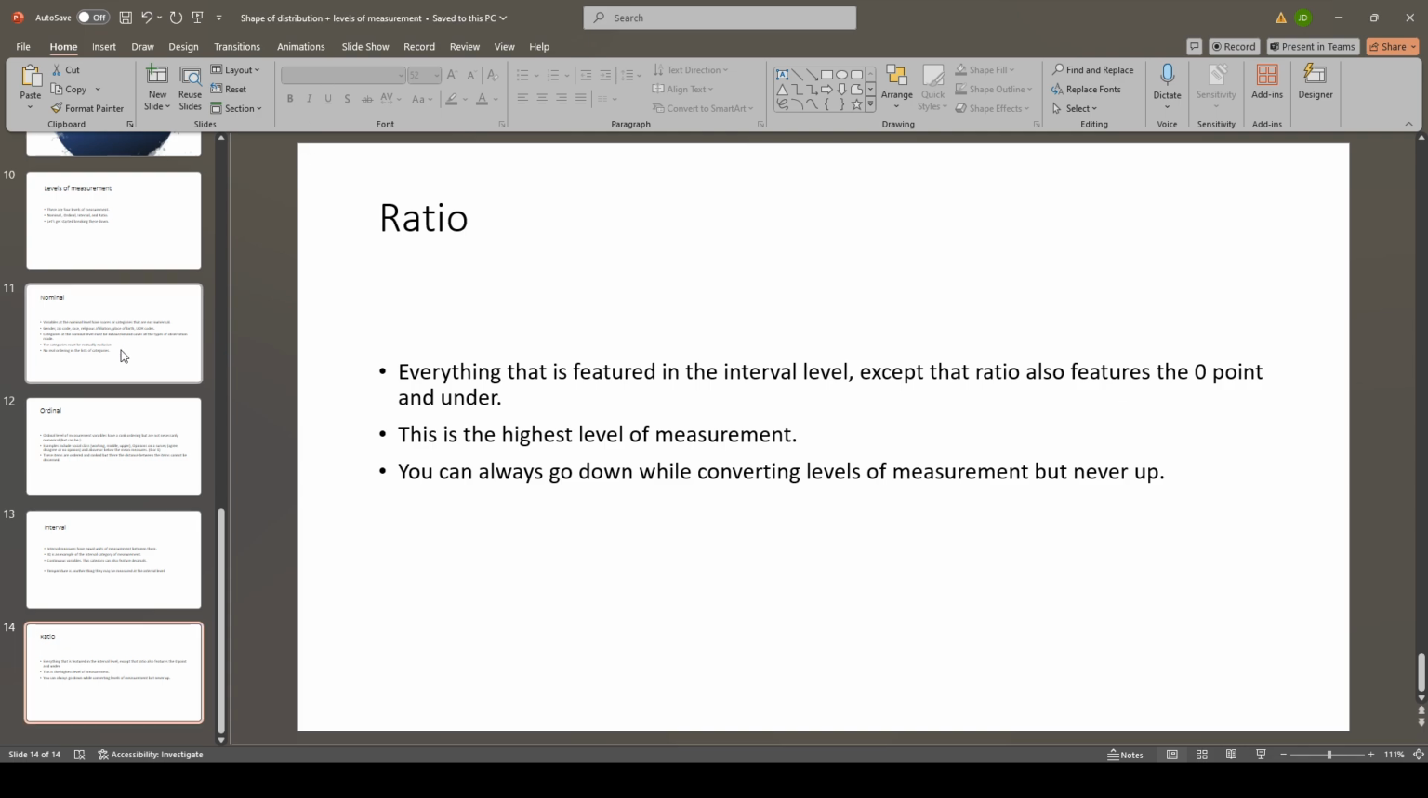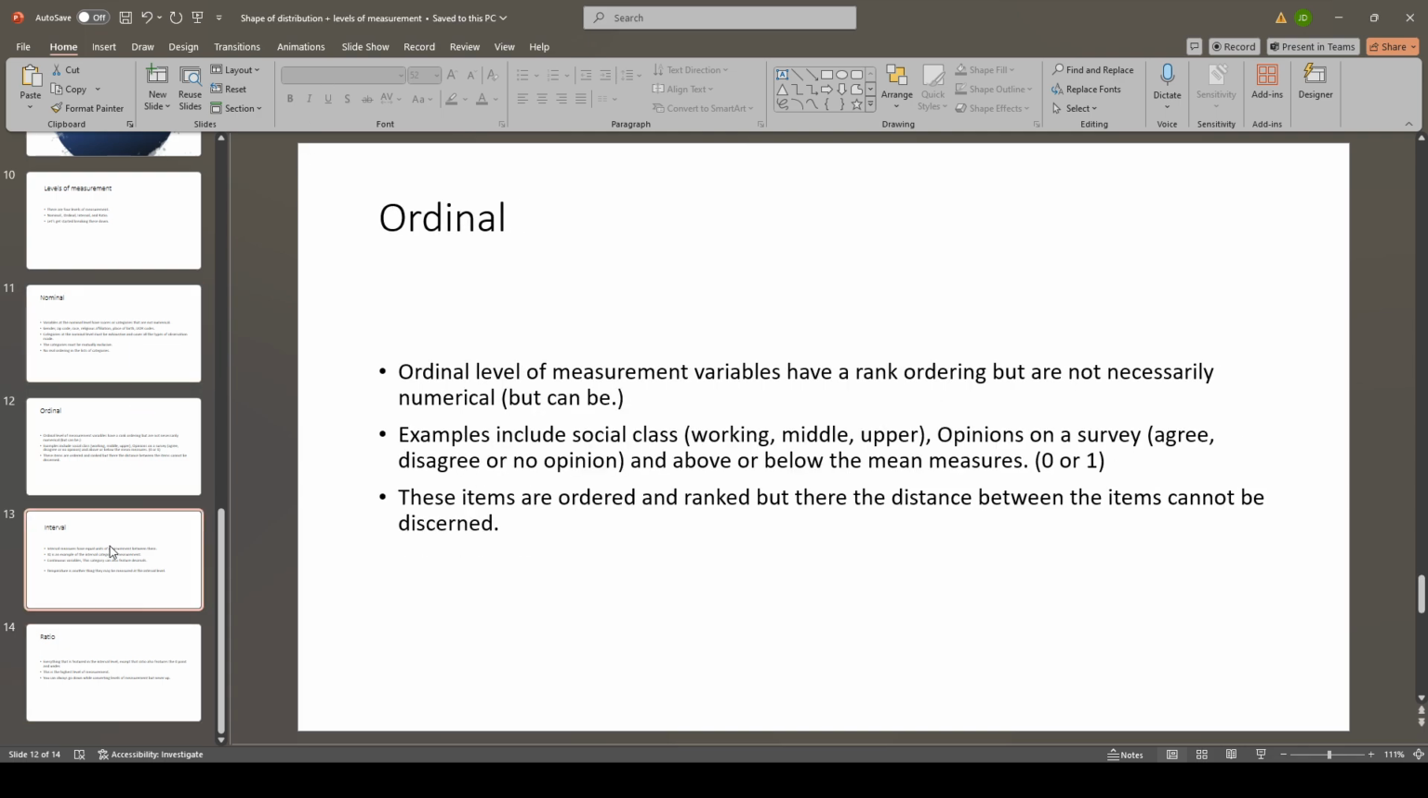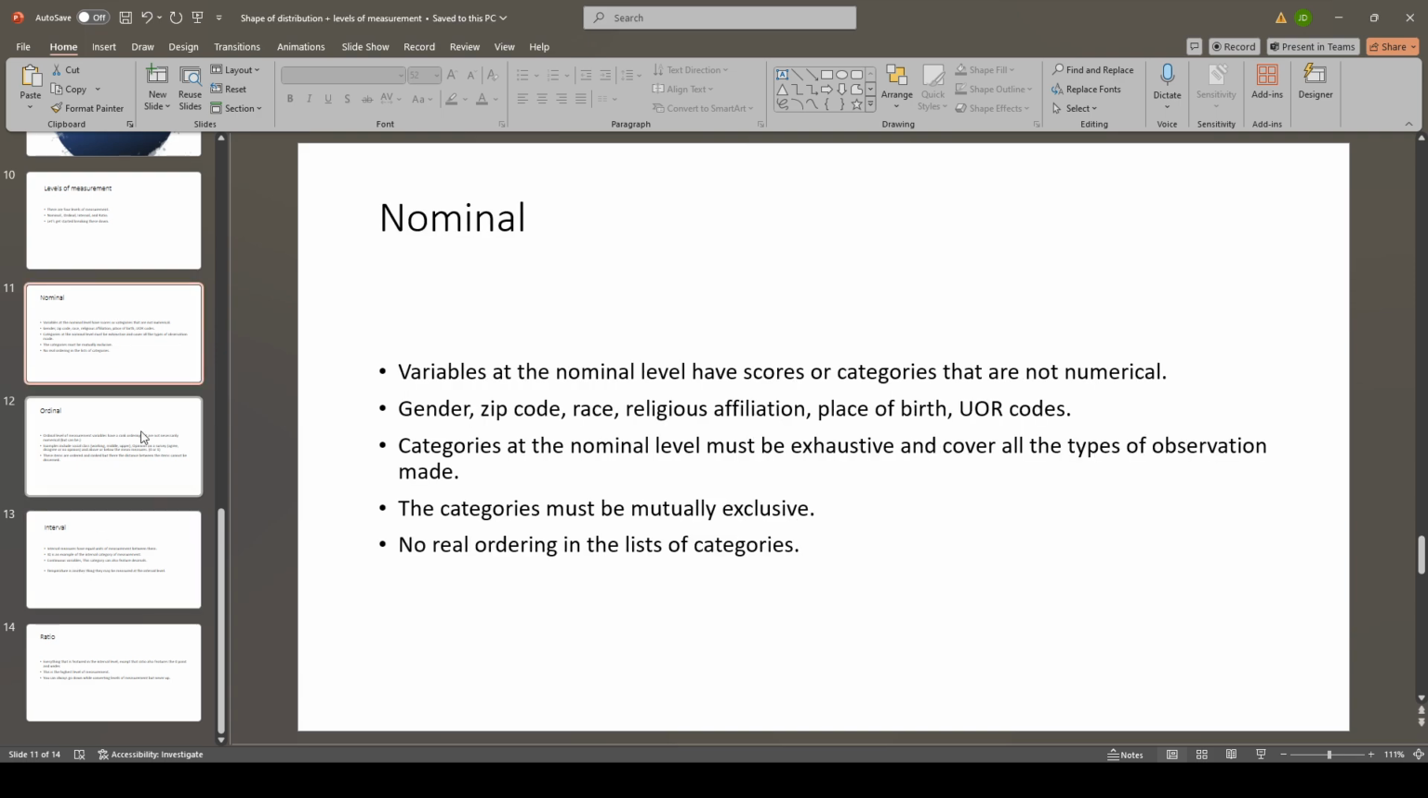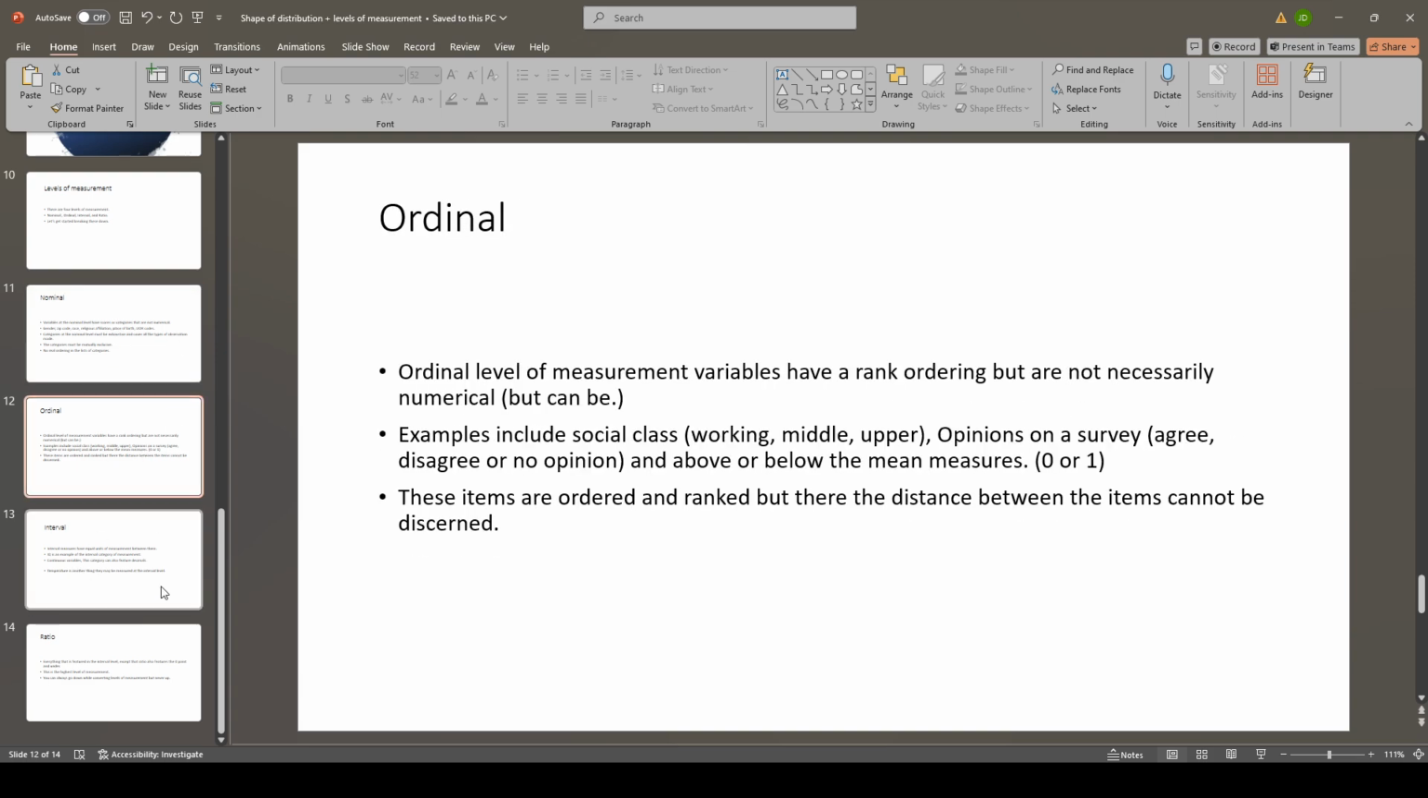You're going to be mostly working with nominal, ordinal, and interval in here. So make sure you know these for sure. You need to understand the difference between these three.